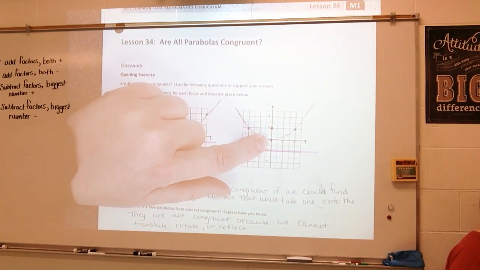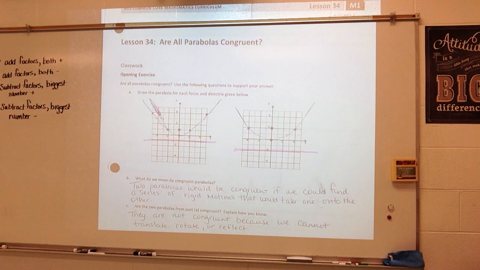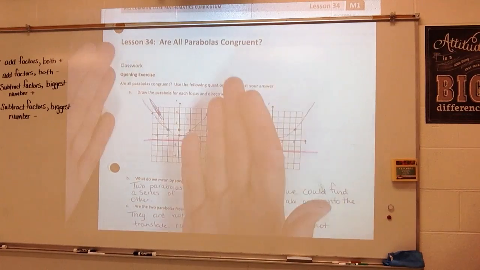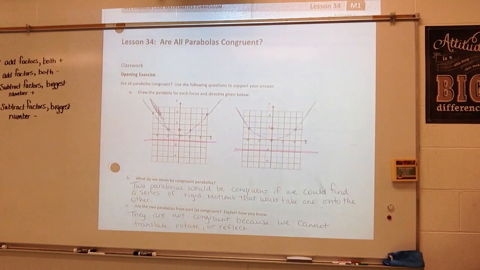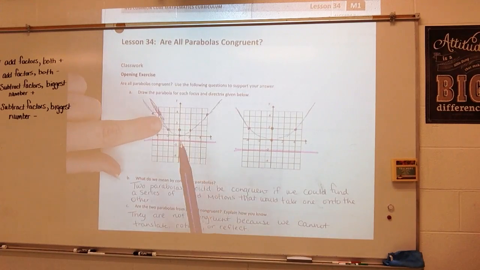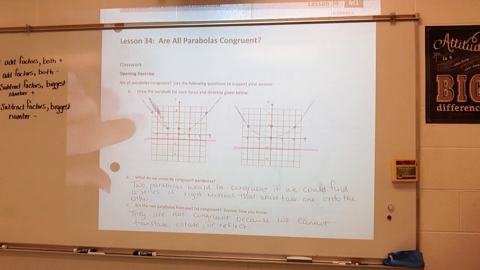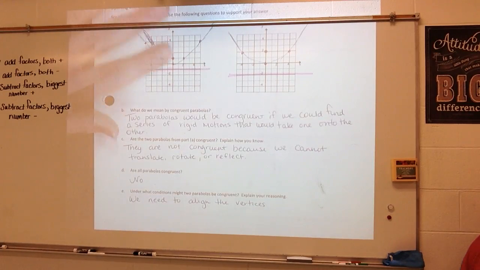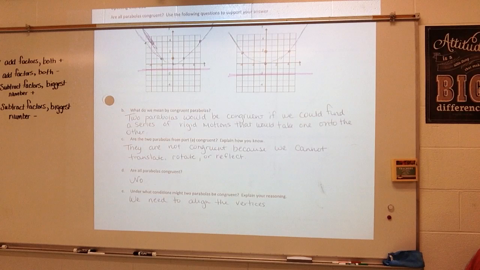If you remember, in lesson 33, I gave you the definition of the vertex, and that is the point where the axis of symmetry intersects the parabola. In other words, it's where I can fold this parabola in half, with this being my axis of symmetry. So we need to align the vertices. Find that vertex and align it.